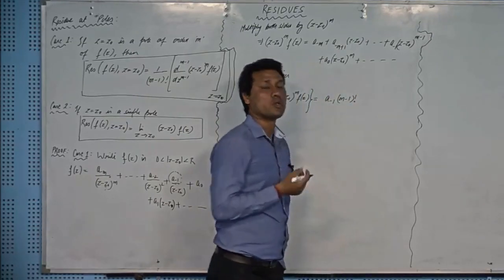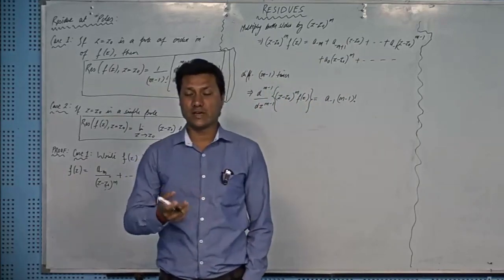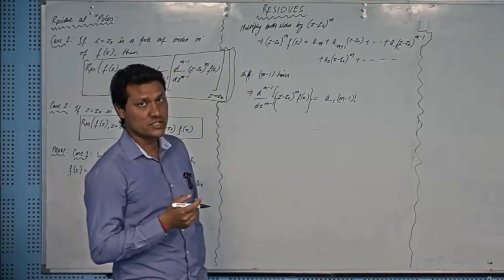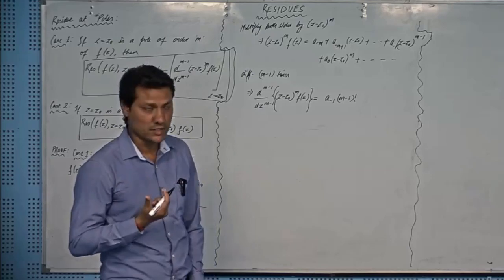A differentiation of a polynomial of degree n: suppose you have x to the power n, and if you differentiate it n times, you will obtain n factorial, right?